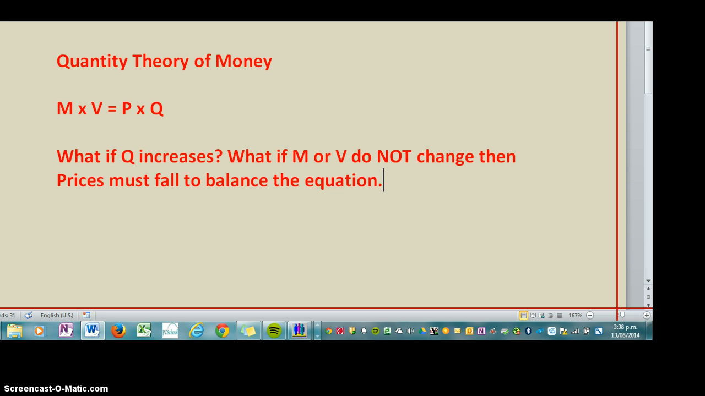I've said it before, I'm going to say it one more time. It's just maths. If one thing changes, something else has to change, usually on the other side of the equation, for things to balance.